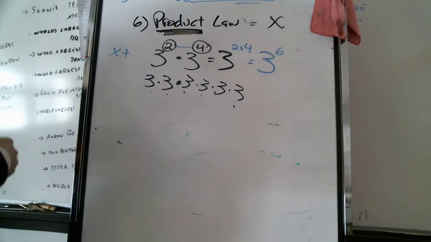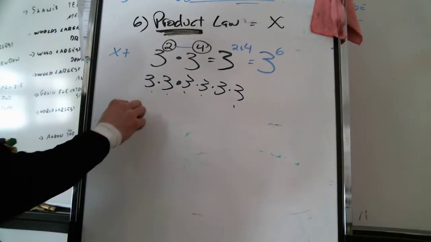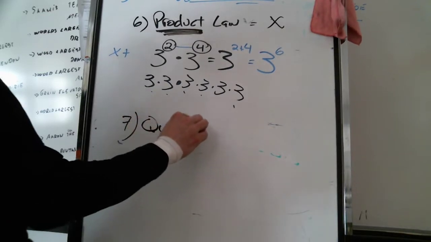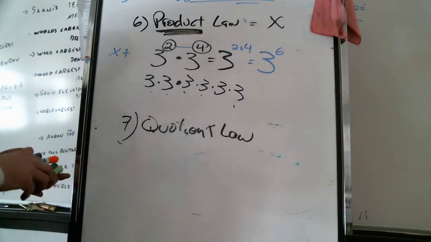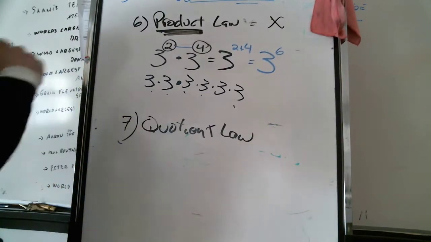Number 7 on your sheet is the quotient law. Now, one of the things I talked about in class that I think is so important is this.